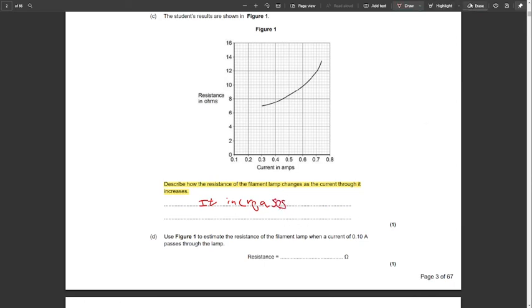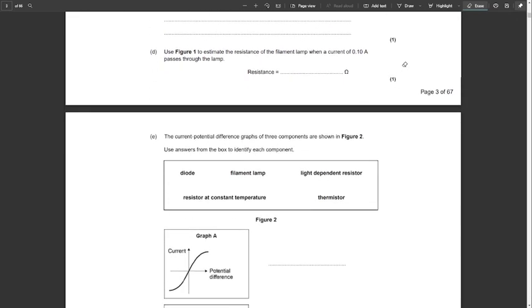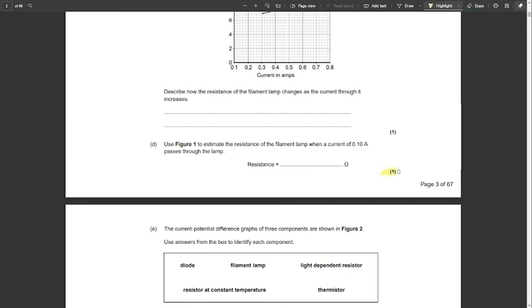You don't need to state any sort of trends in the graph. You don't need to say that it's directly proportional or anything like that. You just need to say that it increases. Once again, this is a 1 mark question. You need to do one thing. These are things that you should be looking for. That's your exam technique. How to look at questions.